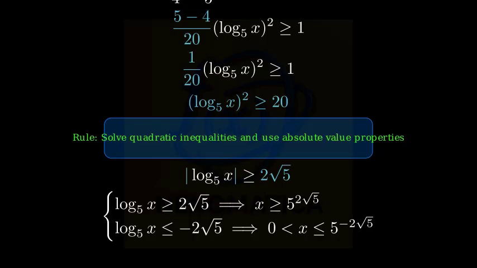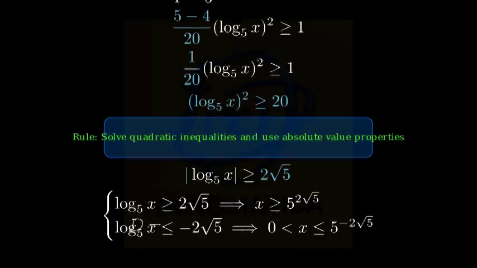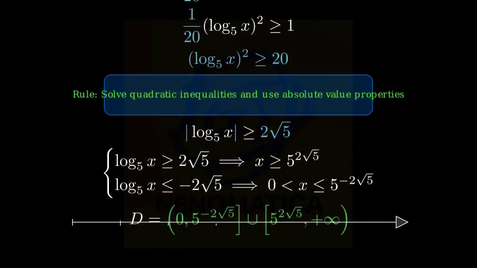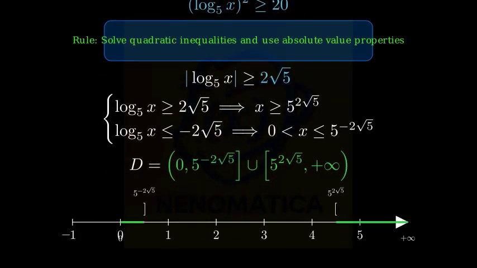But we also need to remember our original constraint, that x must be greater than 0. Therefore, the solution set is x is in the interval from 0 to 5 raised to the power of negative 2 square root of 5, in union with the interval from 5 raised to the power of 2 square root of 5 to positive infinity. To visualize this solution, imagine a number line where we've excluded all values between 5 to the power of negative 2 square root 5 and 5 to the power of 2 square root 5.